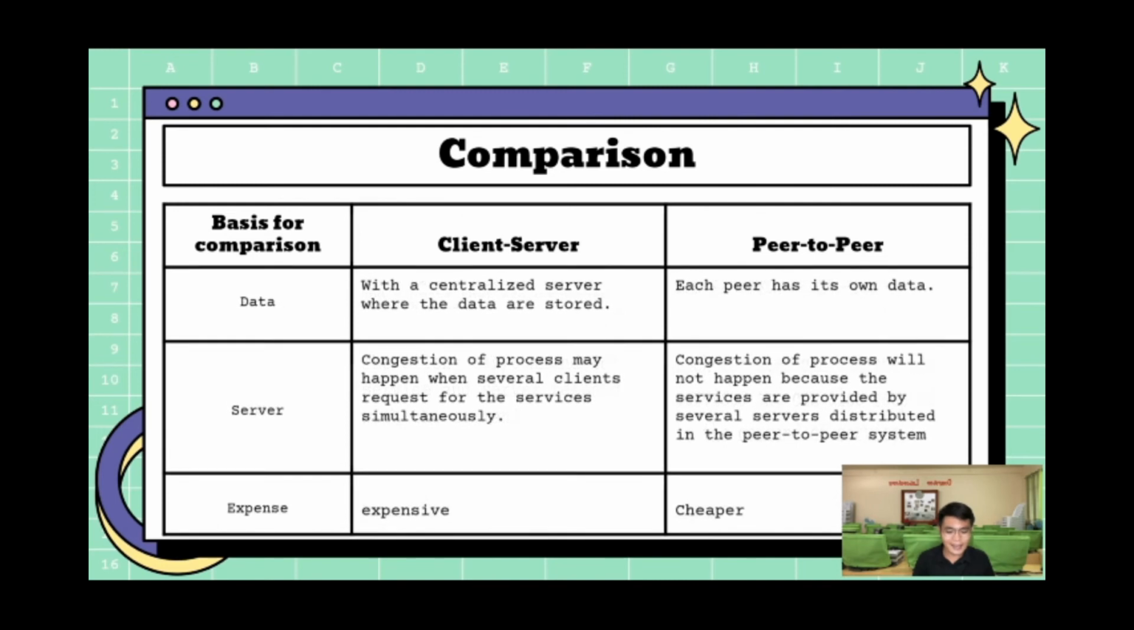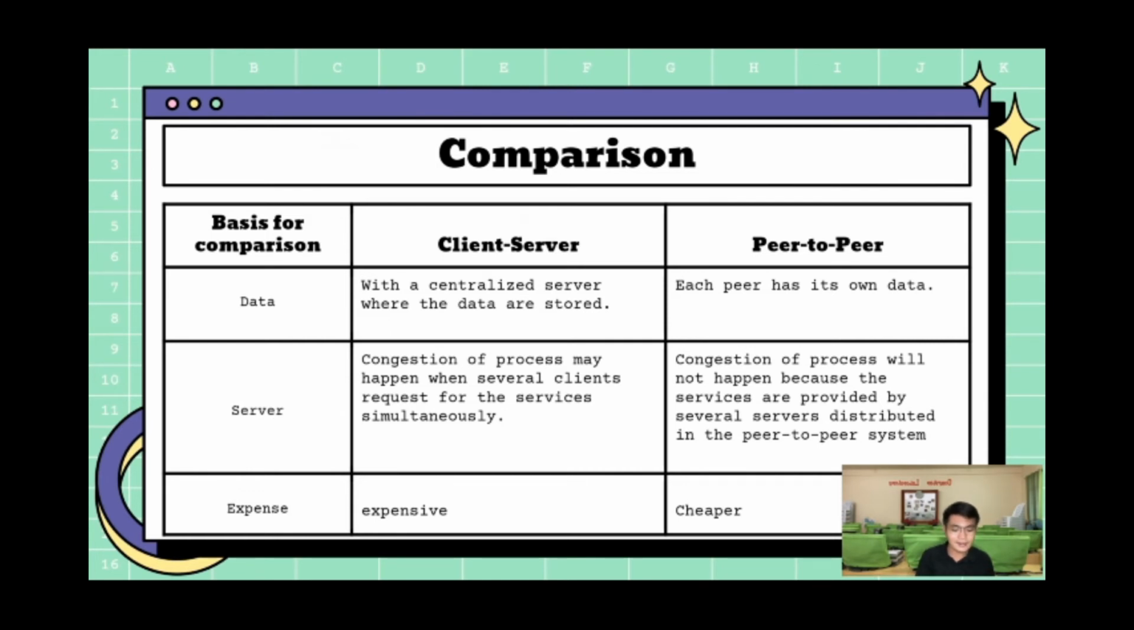Next, the data. Client-server NOS has a centralized server where the data are stored. So dito kay client-server, centralized yung pag-store ng data. Yung mga client computers natin, lahat ng data nila ay nasa-save through the server. Samantalang kay peer-to-peer naman, each computer has its own data. So yung mga files sa peer-to-peer NOS ay nakasave lang within your computer, hindi sa server kasi wala namang server sa peer-to-peer NOS.